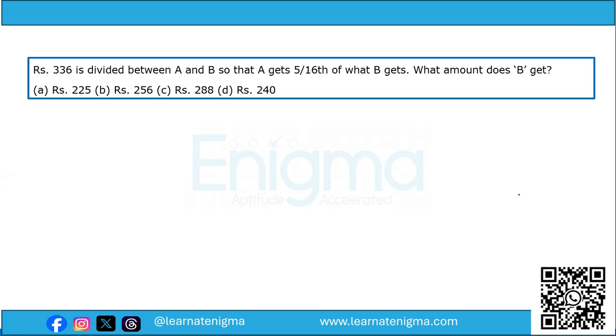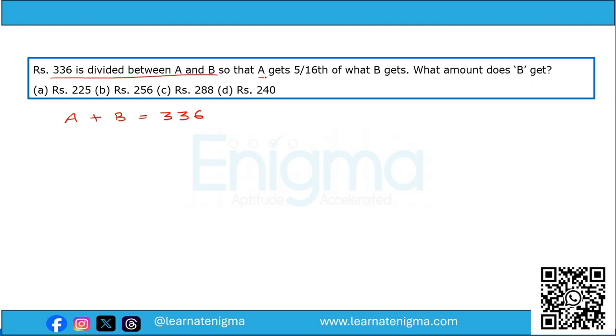Rupees 336 is divided between A and B so that A gets 5 by 16th of what B gets. What amount does B get? Now, from the first part of the question, 336 is divided between A and B. We get the equation as A plus B is equal to 336.